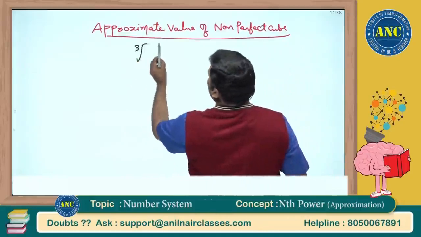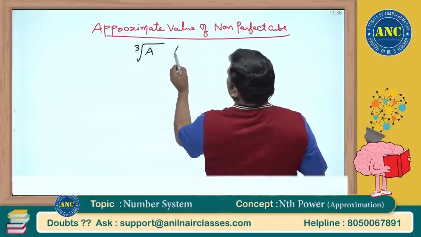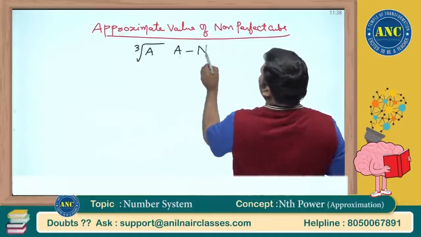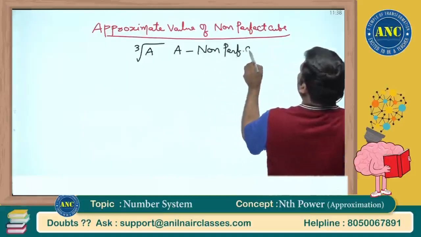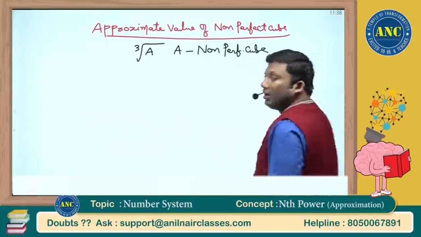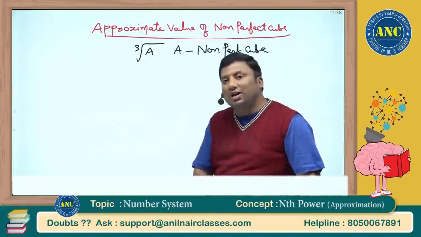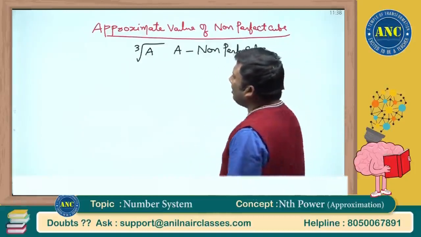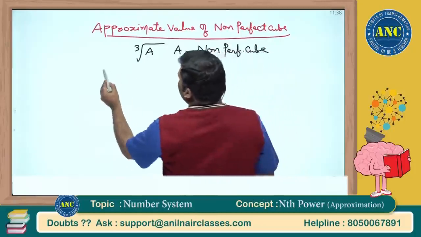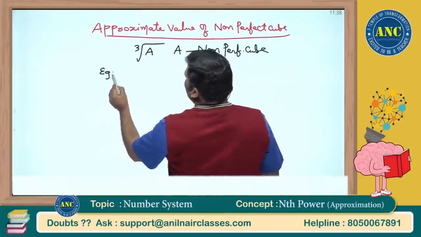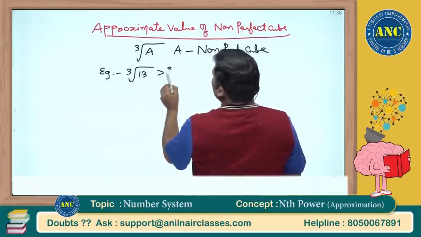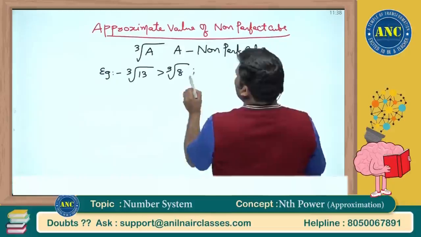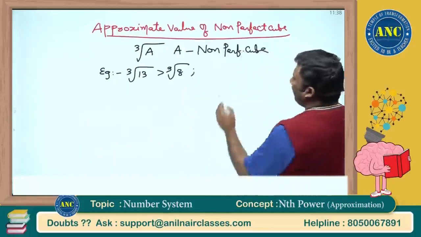Cube root of a, where a is a non-perfect cube. A non-perfect cube will have digital sum values anything other than 1, 8 or 9. For example, cube root of 13 is greater than cube root of 8.